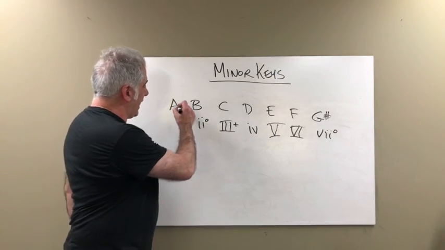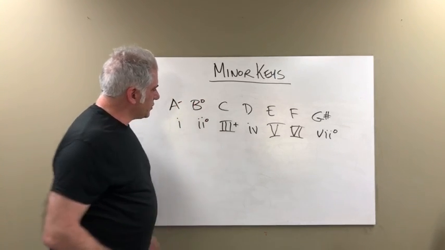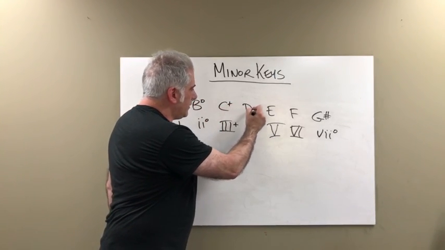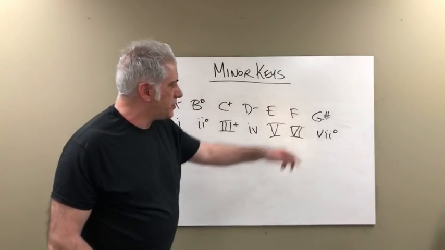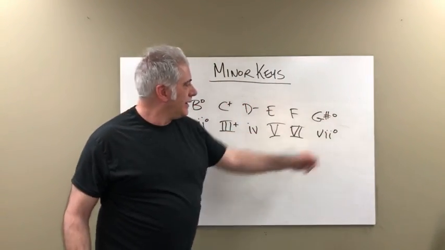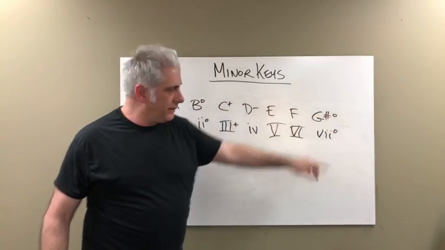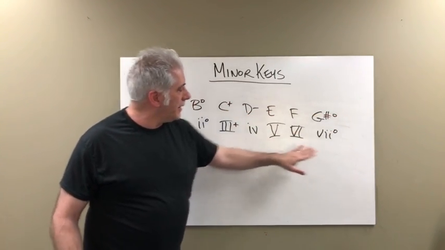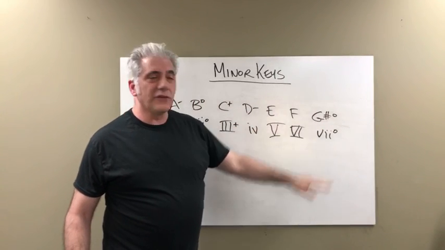So it'd be this: A minor, B diminished, C augmented, D minor, E major, F major, G sharp diminished. Okay, that's my chord progression there. I created the scale first, I put the Roman numerals in, and then I changed the chords to fit it.